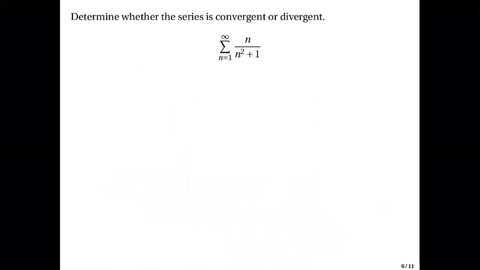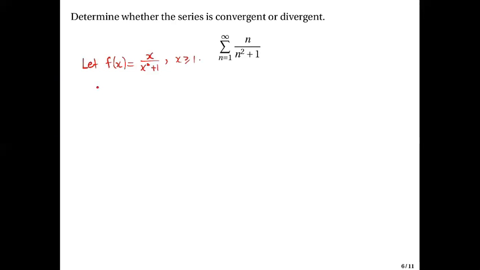Next problem here, determine whether the series is convergent or divergent. You have the sum n equals 1 to plus infinity of n over n squared plus 1. So, starting point, let f of x be equal to x over x squared plus 1. Number 1 here. Let us put the domain, so you have x greater than or equal to 1.